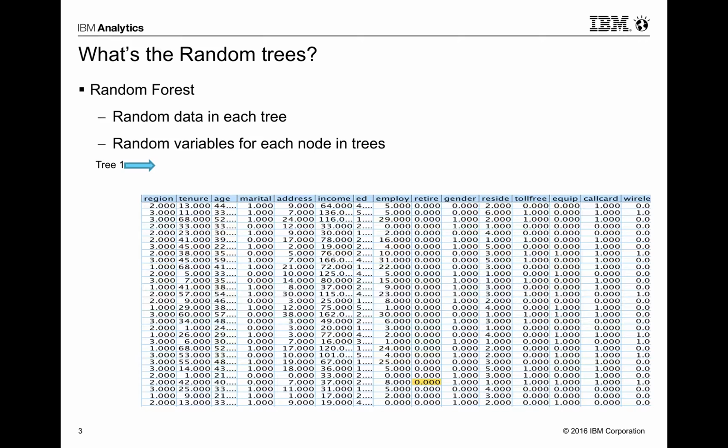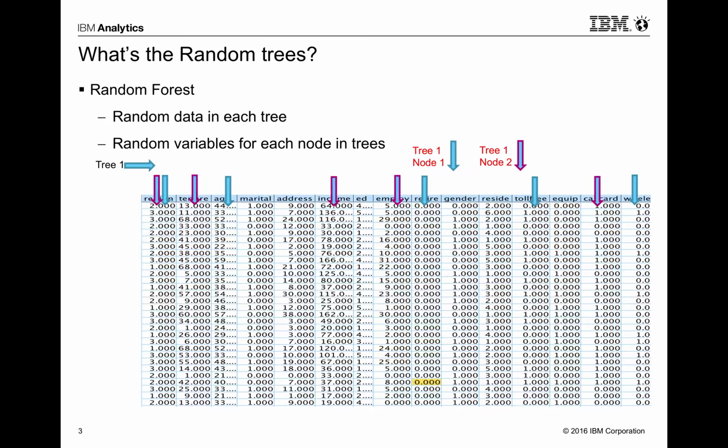We take tree 1 as an example. If we build tree 1, at the first node we select 5 variables. We do not use all of the variables, we just select 5 as candidates to learn node 1.